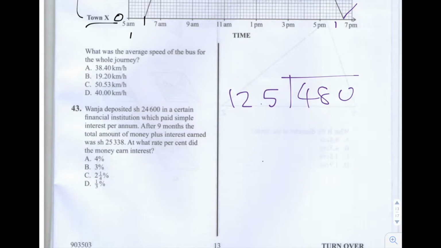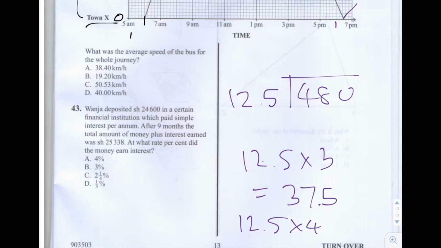So how many times does 12.5 go into 480? Well, 12.5 multiplied by 3 is equal to 37.5. And if we multiply 12.5 by 4, we'd get 50. So that tells us that 12.5 goes into 480 at least 30 times. So we'll write a 3 here in the tens column, and then below we'll subtract 375 from 480. And when we do that, we get 105.